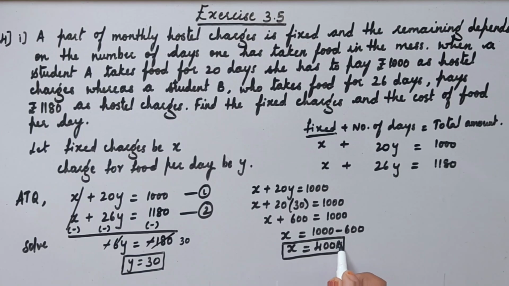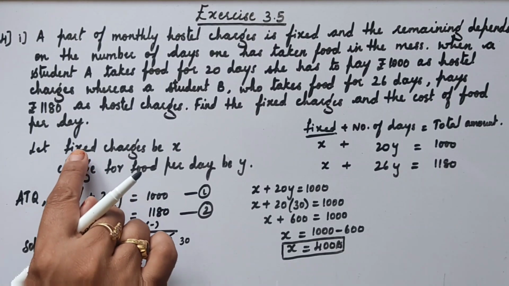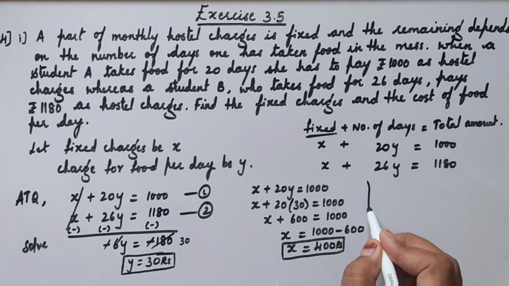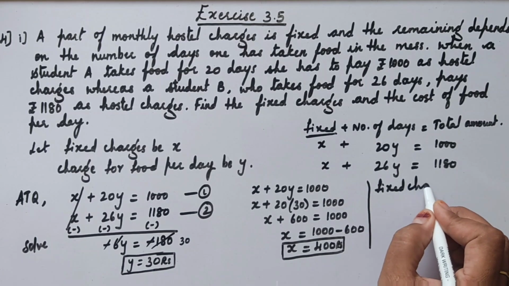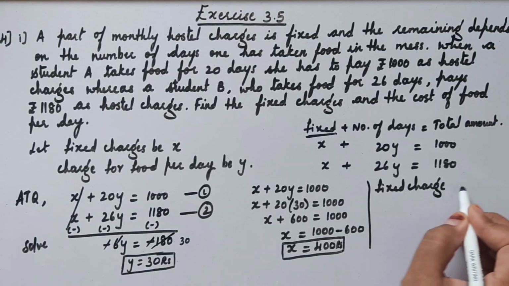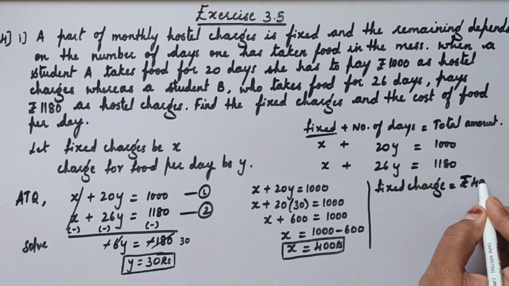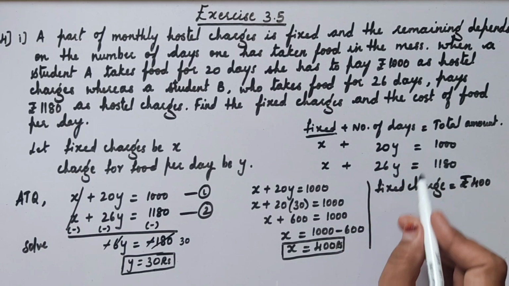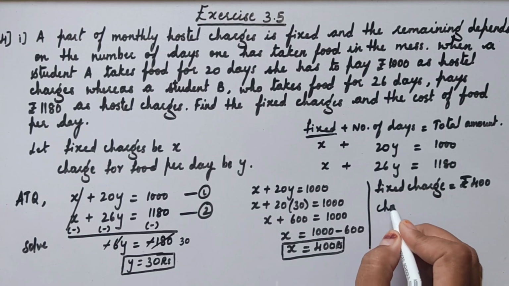400 rupees is the fixed charge, and 30 rupees is the charge per day. I think this is clear to you all, students, right? So finally you can write here: fixed charge will be 400 rupees, and cost of food per day, charge per day, is 30 rupees.